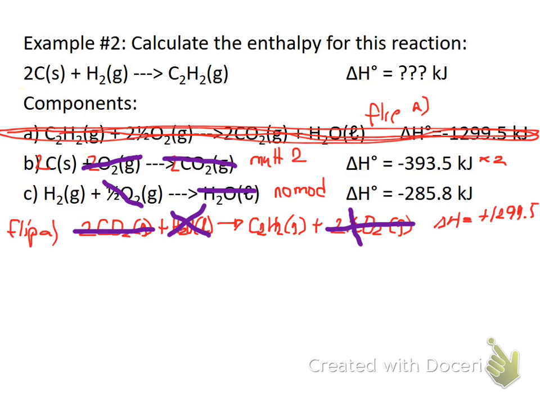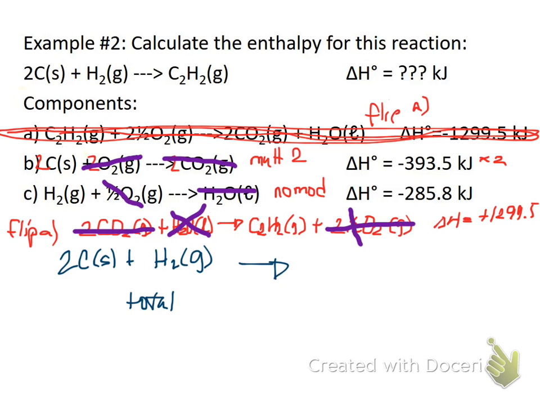Not bad. What we're going to do now is combine all of the equations together, B, C, and flip A. We basically will take everything on the left side and add everything together, combine like terms, and then it will output on the left side. So I'm going to call this the total equation. I'm going to take everything on the left. So that's 2 C's, solid, plus what else? H2 gas is also located on the left side.